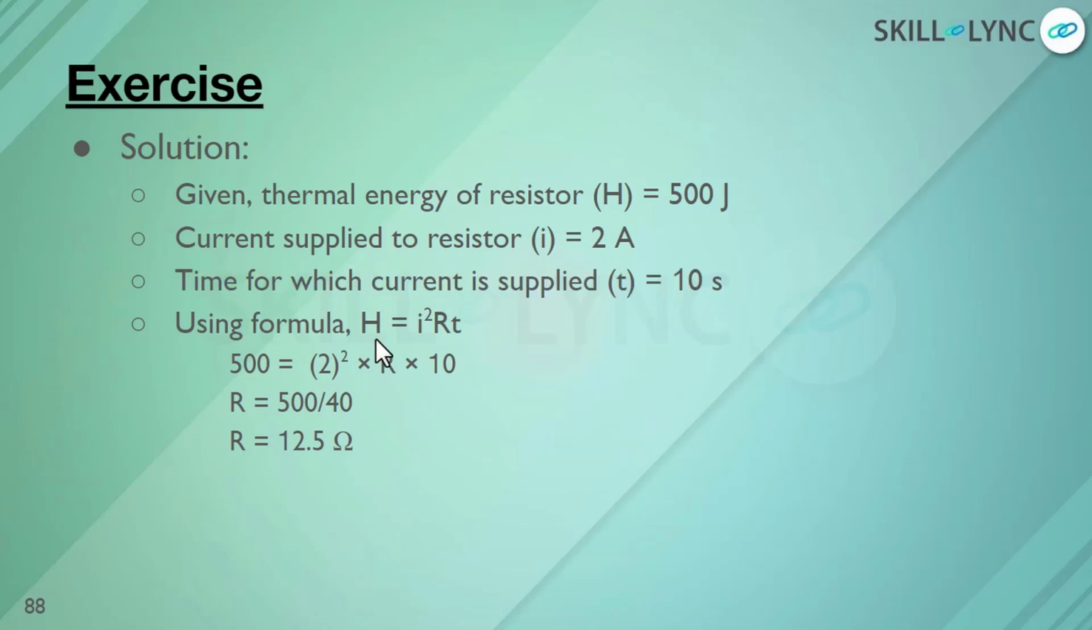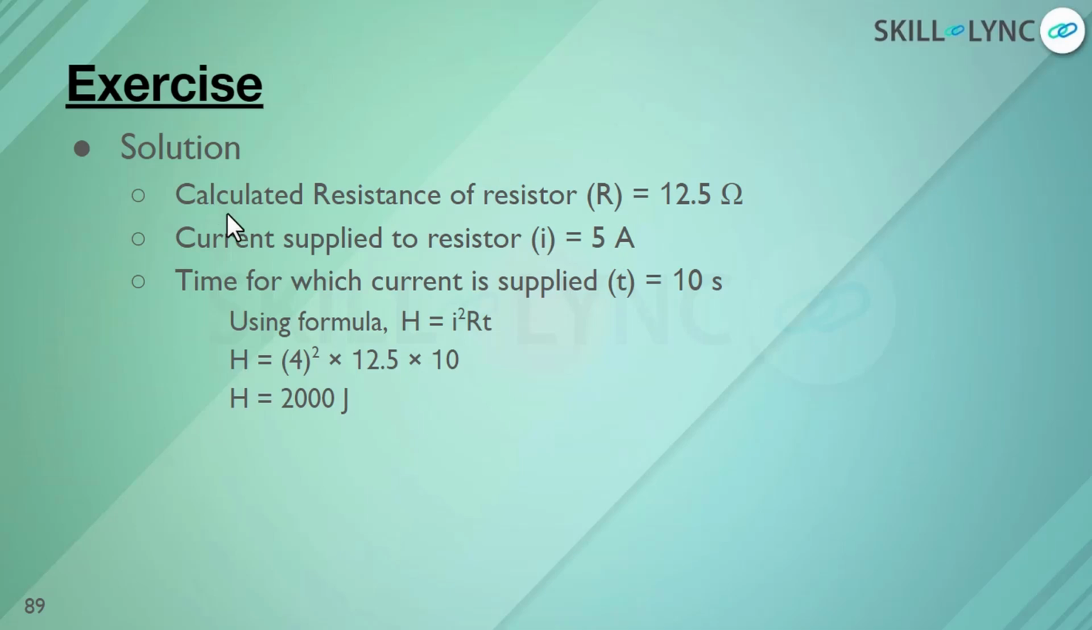As from Joule's law formula, H is equal to I square Rt. Thus, putting the values into this equation, we can write 500 in the place of H, since this is the thermal energy of the resistor. I square is 2 square. R we need to find out, that is the resistance. Time is 10 seconds, as provided in the question. On solving this equation, we get the value of resistance as 12.5 ohms.